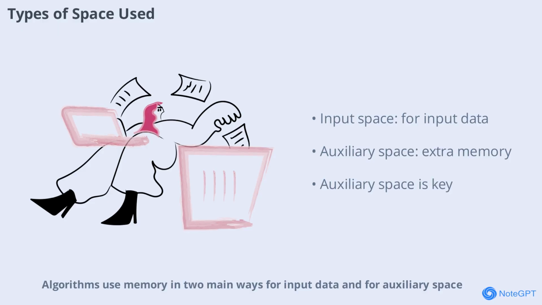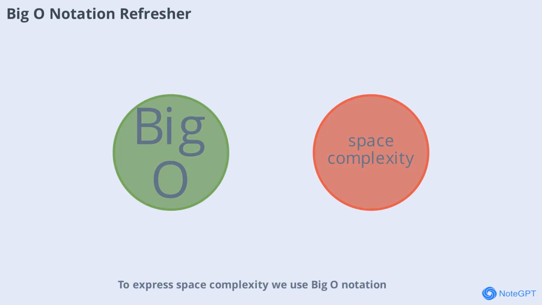Algorithms use memory in two main ways, for input data and for auxiliary space. Input space refers to the memory needed to store the input values themselves. Auxiliary space is any extra memory the algorithm needs to process the input, such as temporary variables, data structures, or recursion stacks. When we analyze space complexity, we often focus on auxiliary space, since input space is usually fixed by the problem. To express space complexity, we use big O notation.